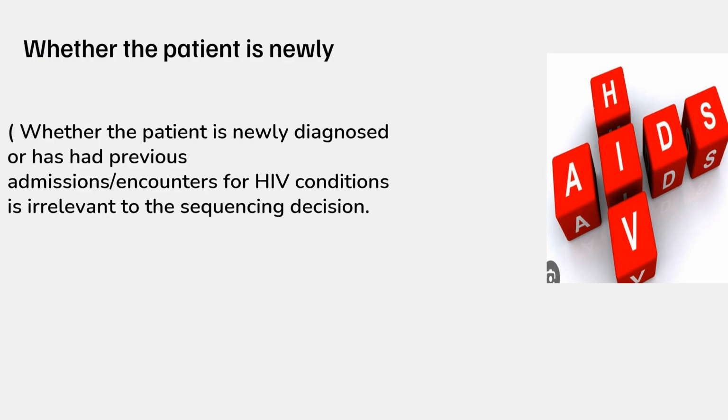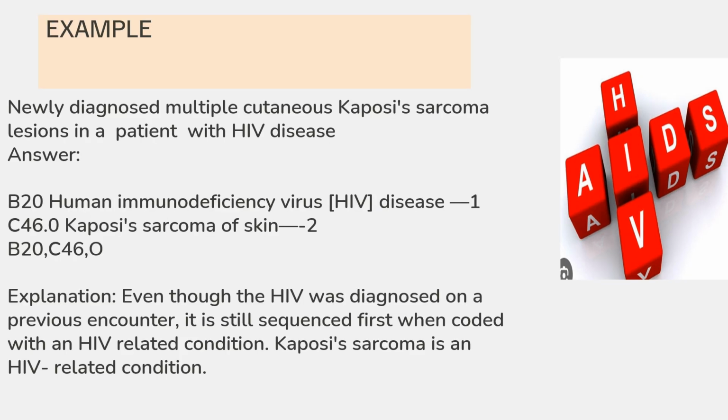Whether the patient is newly diagnosed or has had a previous admission encounter for the HIV condition, it is irrelevant to the sequencing decision. So, newly diagnosed multiple cutaneous Kaposi sarcoma lesions in a patient with HIV disease. In this case, this was an HIV patient who had HIV disease. That means he is already an AIDS patient, and today he came for the Kaposi sarcoma, because one more new condition has developed in this patient.